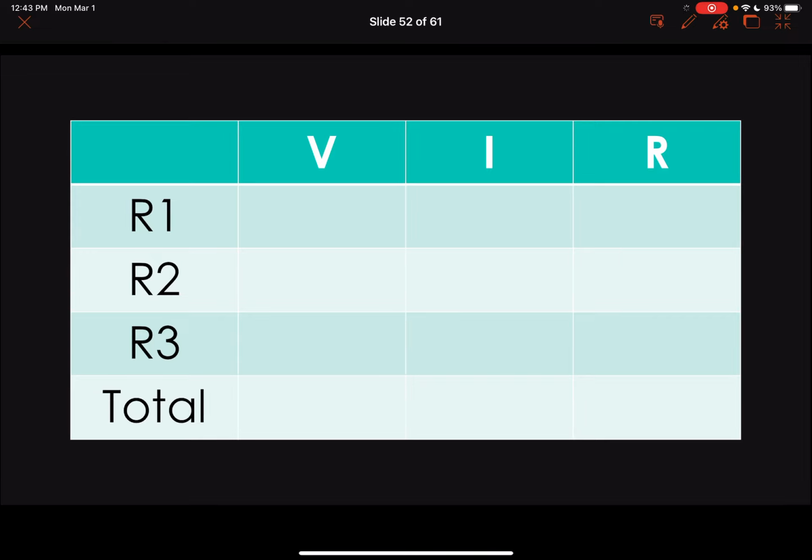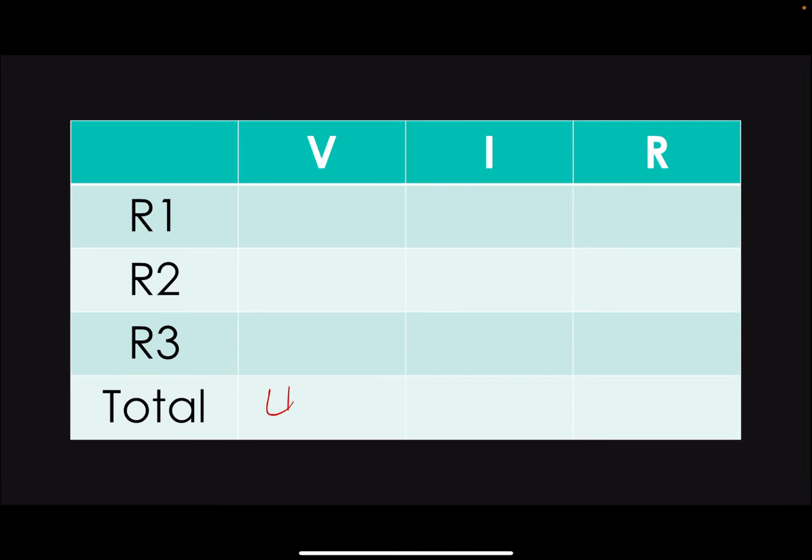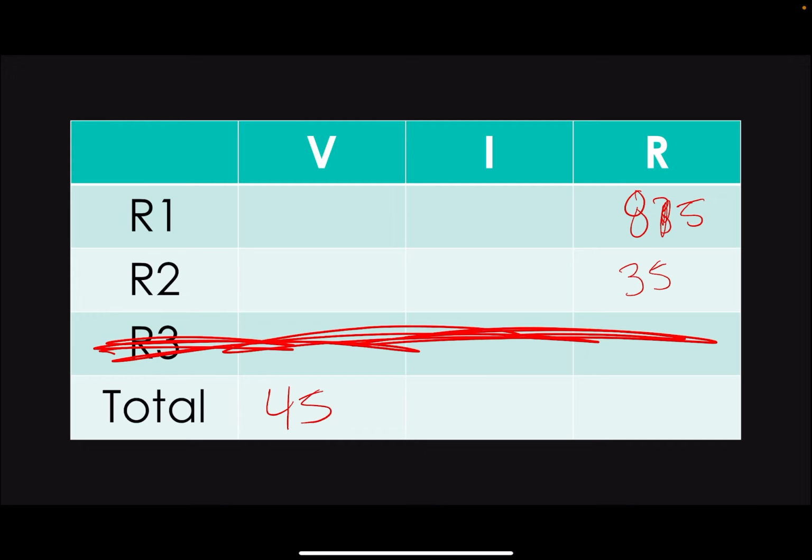Okay, so my total voltage was 45. My current, which I don't know, but I know my resistors are 85 and 35. That should be an 85. And then we're going to ignore this third one because there's not a third resistor, so we only need 3 rows here. How to find my R?